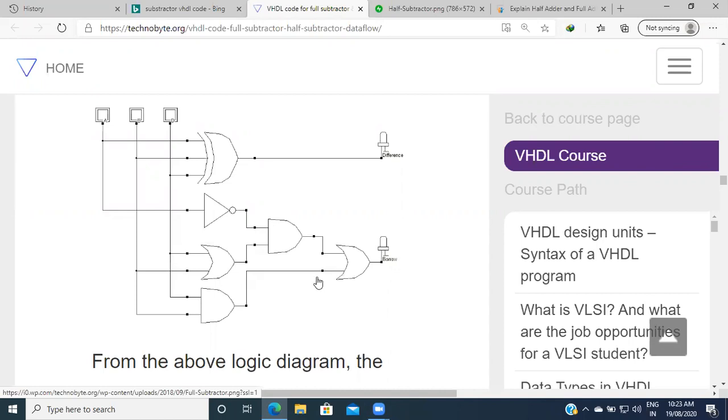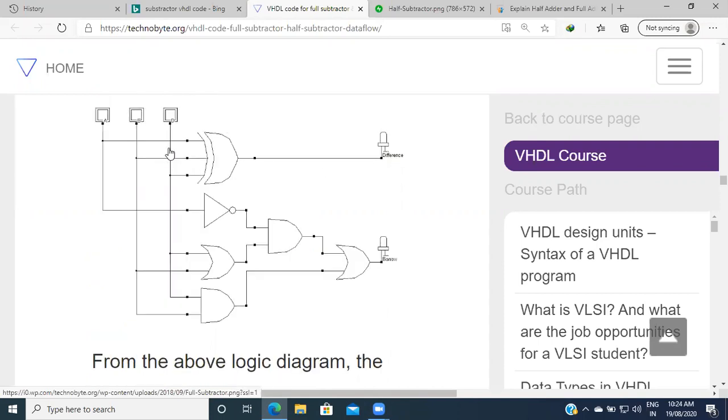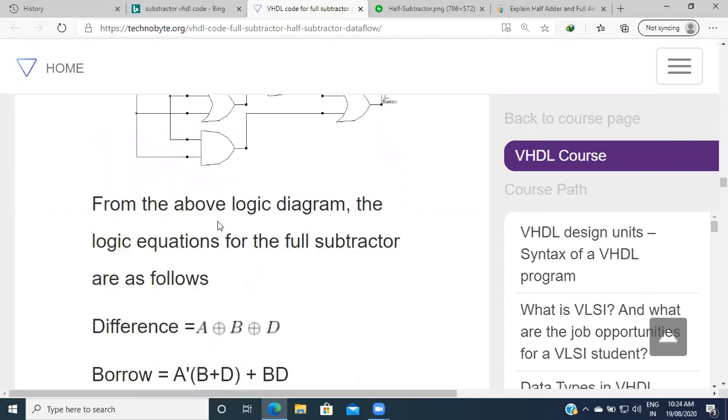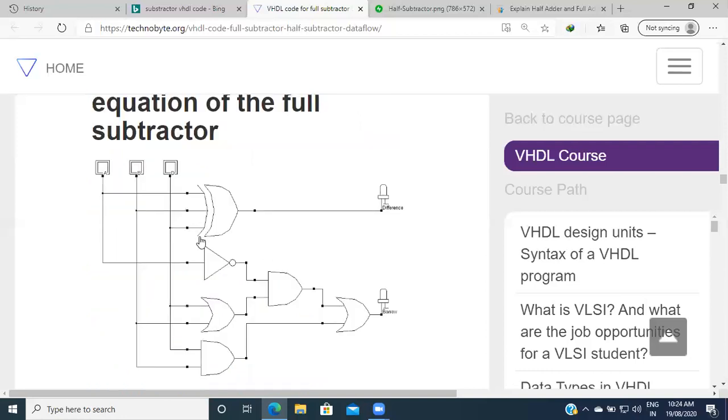So we can see that the difference is nothing but A XOR B XOR D. To write down that XOR symbol, we firstly write addition, then draw a circle around that addition. That is nothing but the XOR operation. A XOR B XOR D, that is the three inputs.